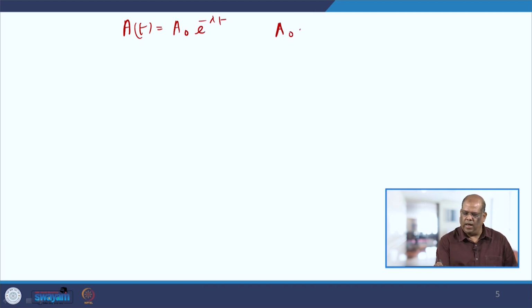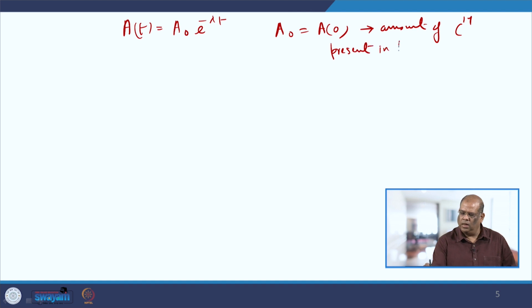So we can say A0 is the amount of C14 present in the sample when it was discovered.